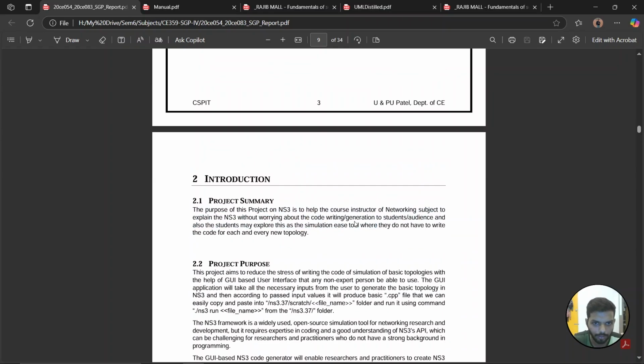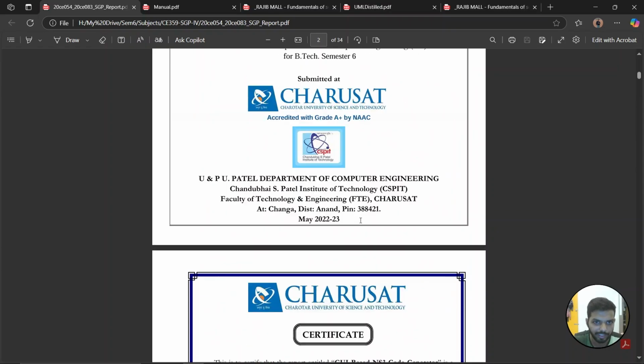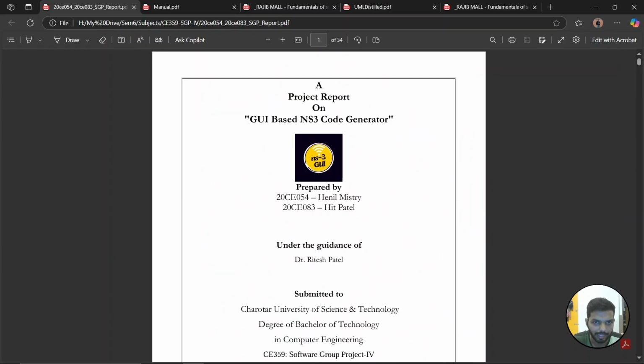The project was all about the GUI interface for NS3, and NS3 is nothing but an event based network simulator. For the people who are watching this video, I would like to clarify that NS3 is, you can say, a library, and there are certain classes and certain structures and everything else included. There are certain packages, and you need to write C++ code to simulate networking topologies or something like that.